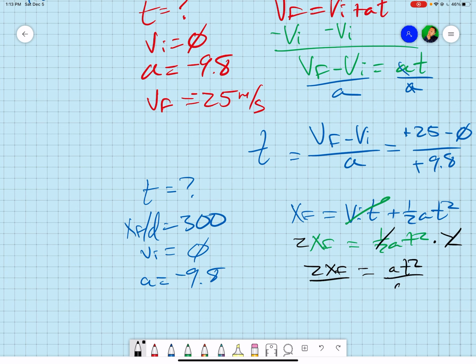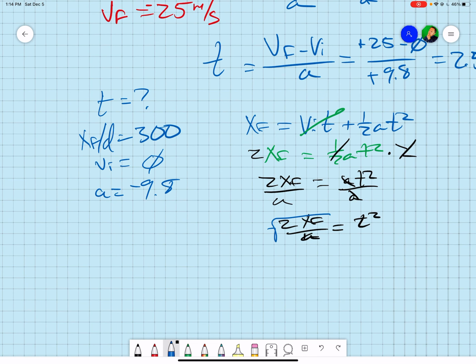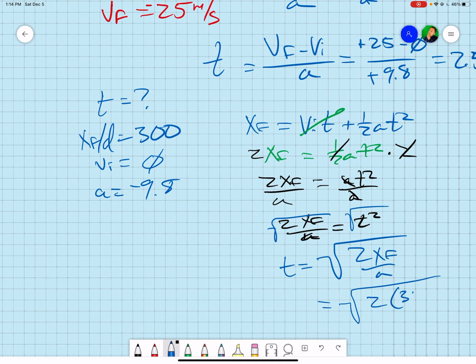Now I'm going to divide both sides by a. So I have 2 x f divided by a is equal to t squared. And finally, I've got to square root both sides. And I have t is equal to the square root of 2 x f divided by a. And you plug it in: 2 times 300 divided by 9.8.